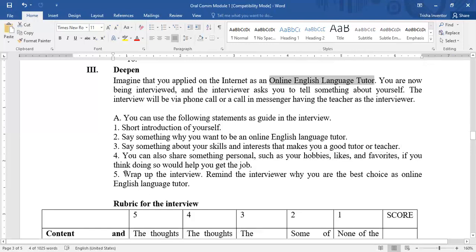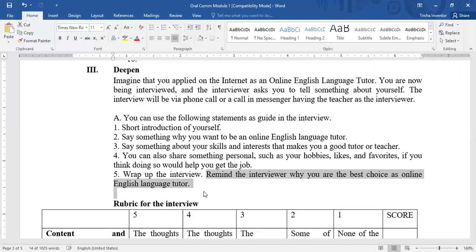And for the 5th one, wrap up the interview. When we say wrap up, you finish, you conclude, hum na ang interview. You finish the interview by reminding the interviewer, reminding me why you are the best choice to hire as an online English language tutor. In short, why should I hire you? Kining number 5. So you must answer the question, why should I hire you?